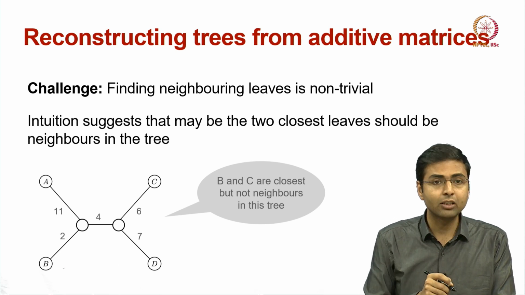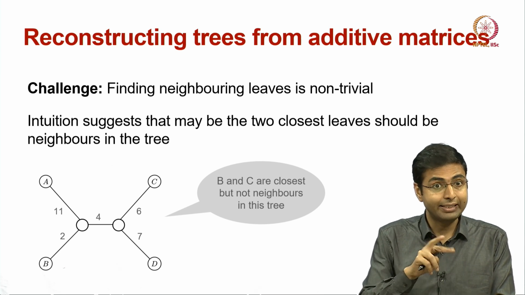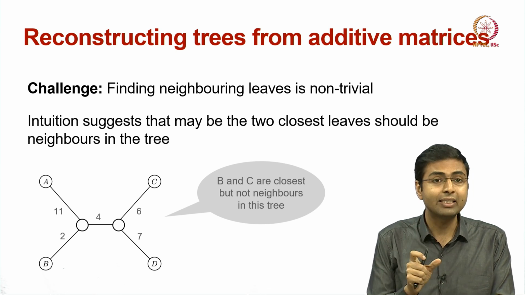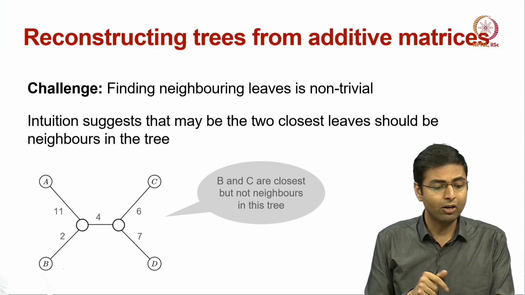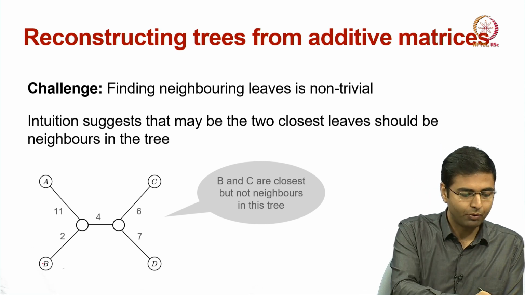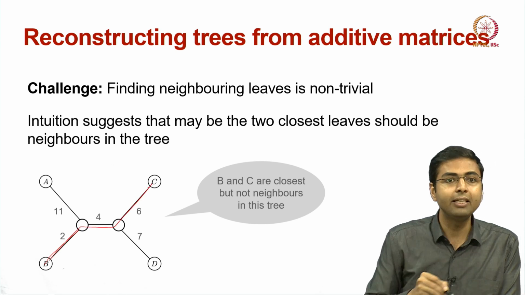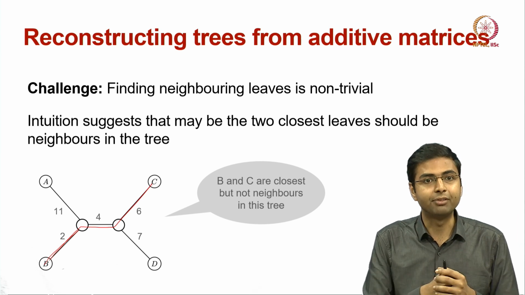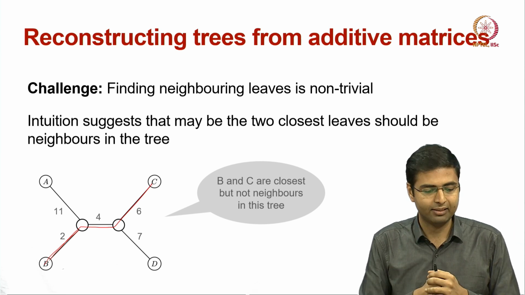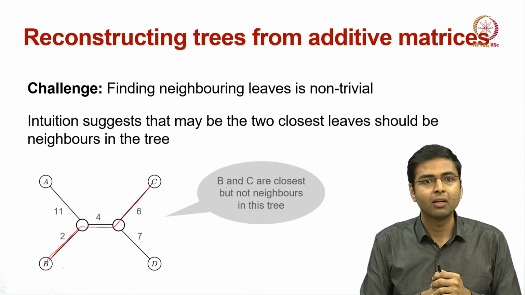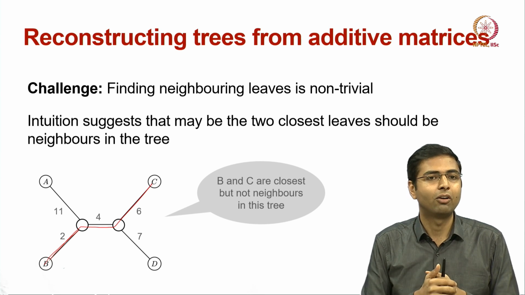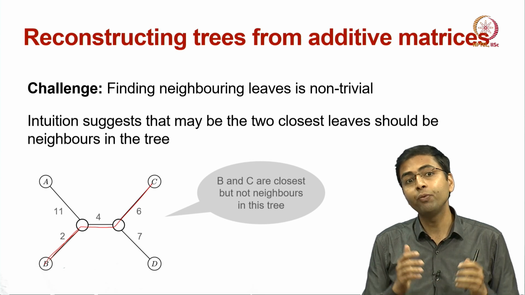If you think of the closest nodes here in terms of the pairwise distances, you will find that B and C have the lowest pairwise distance among all pairs. But you can easily see that B and C are not neighboring leaves, that is, they do not share a common parent vertex. So, as a result, this intuition is unfortunately wrong, and we have to be careful in how we identify the neighboring leaves.